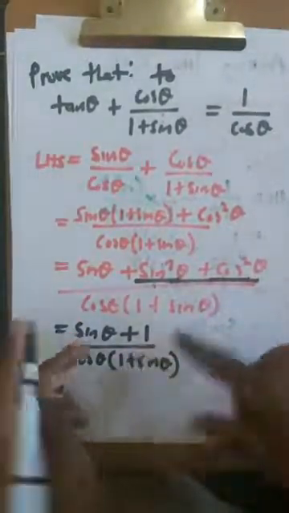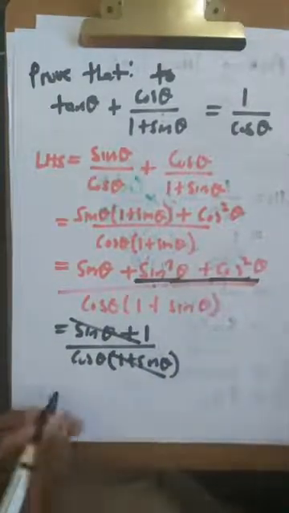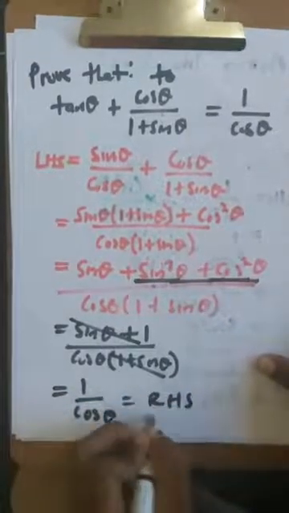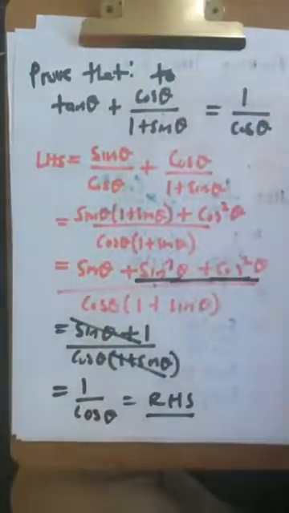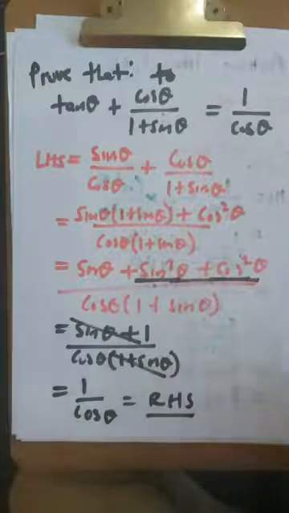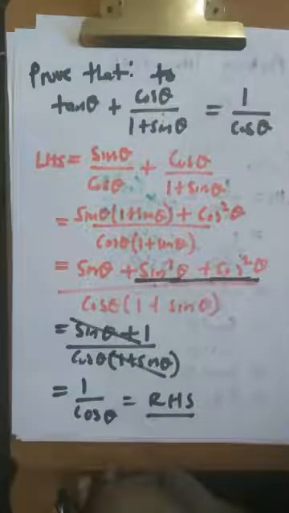So you will agree that sine theta plus 1 and 1 plus sine theta are the same thing. You cancel, and we are left with 1 over cos of theta, which is equal to the right hand side, which is 1 over cos theta. You get it now? So this is how we do it when we are proving an identity. We do the left hand side, and we also do the right hand side. Today we will do these things for 2 days, and I will also do them tomorrow.